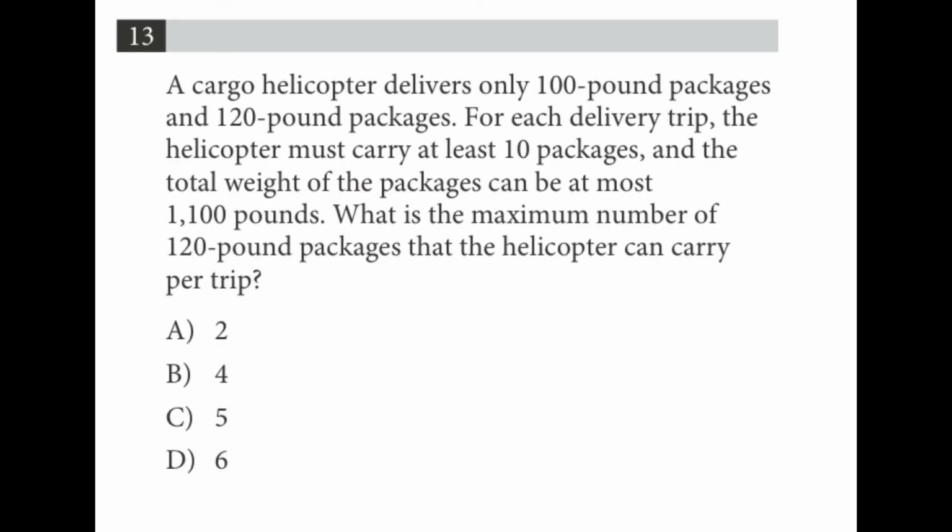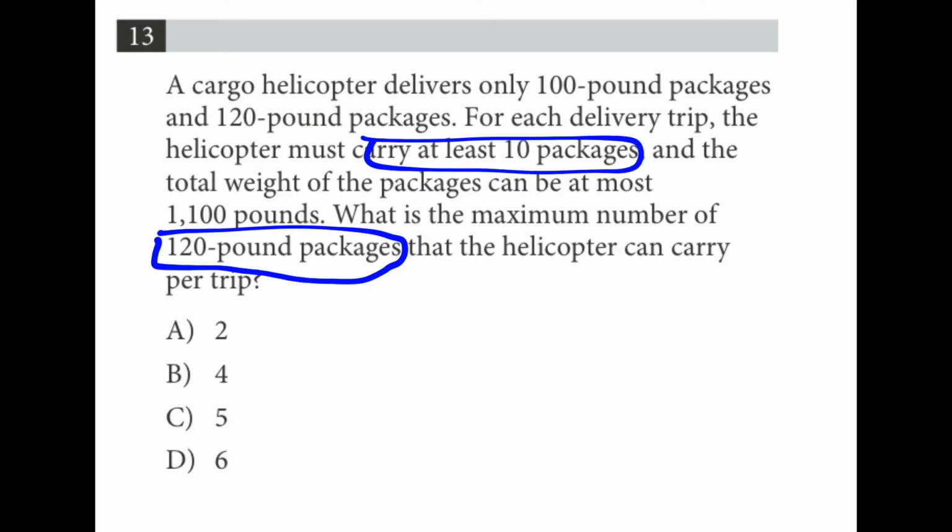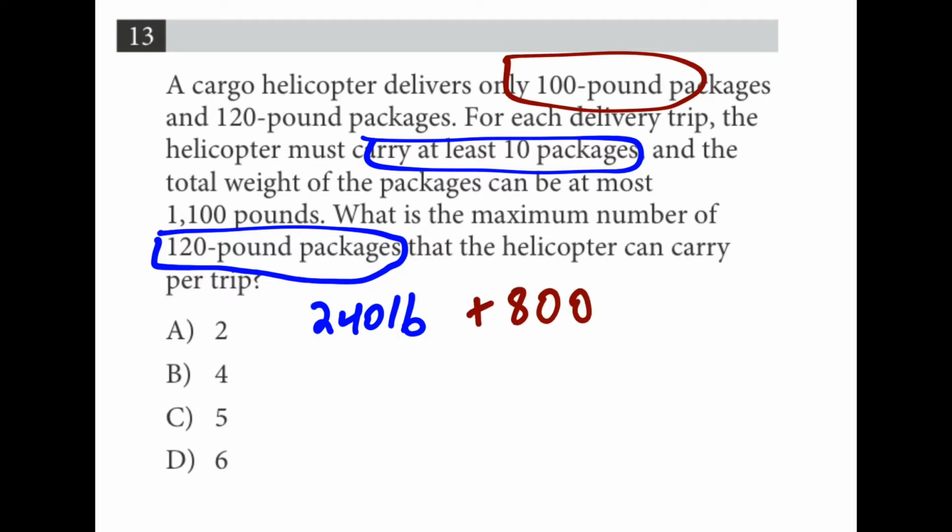13 is a systems problem with inequalities. So you could do this formally or informally. Let me show you what both look like. Informally, I can plug in my answers. I know that I have to have so many 120-pound packages, and then I have to carry at least 10. So if I went with choice A, that's 240 pounds, because I have 2 of these at 120, and then the other 8 are the 100-pound packages. So plus 800. Is that less than or equal to 1100?